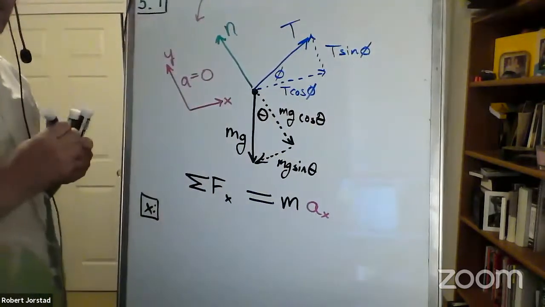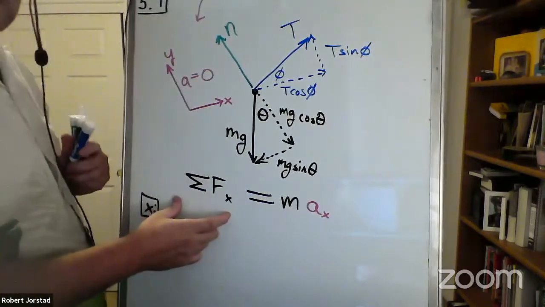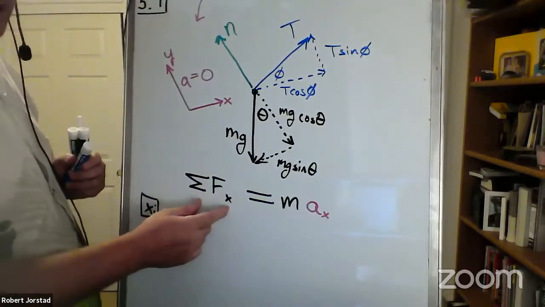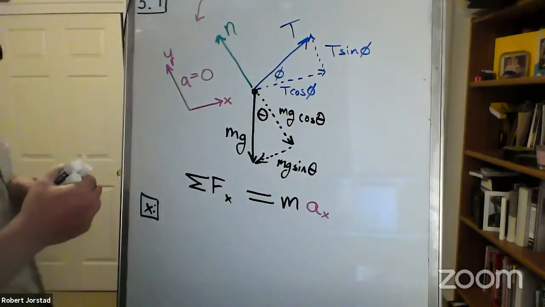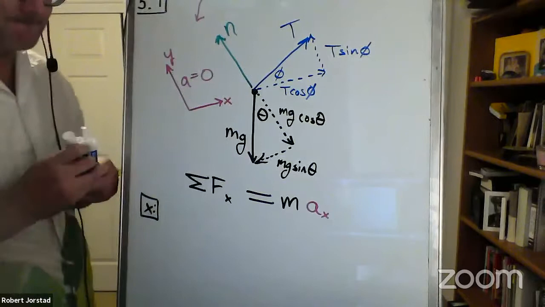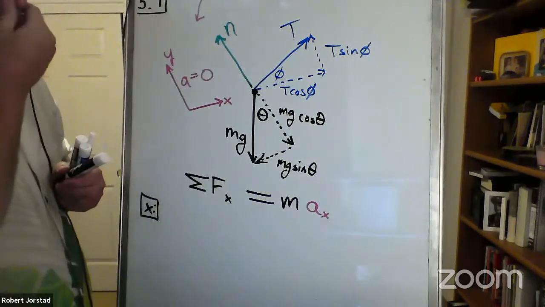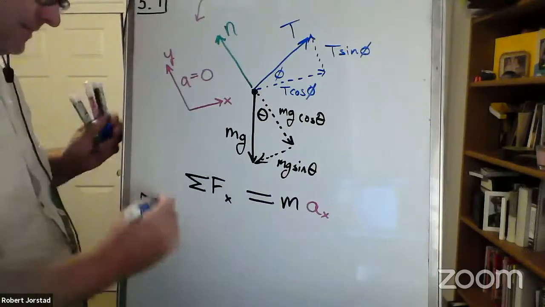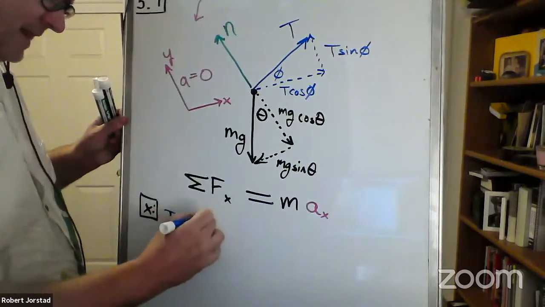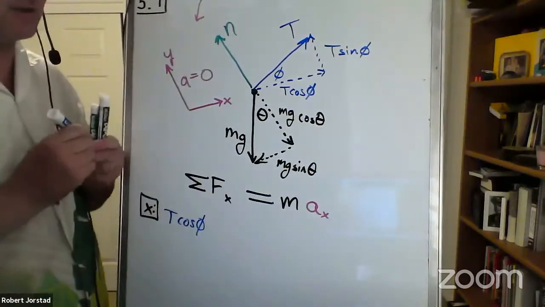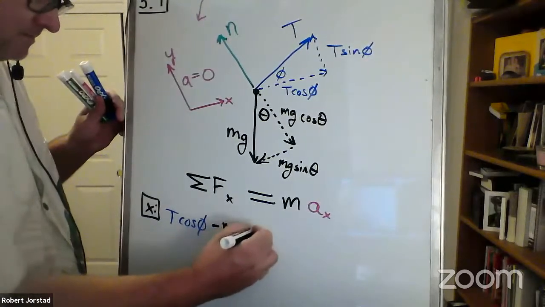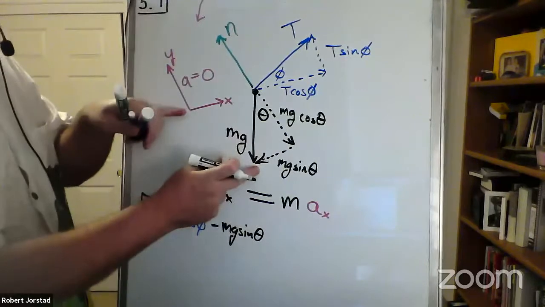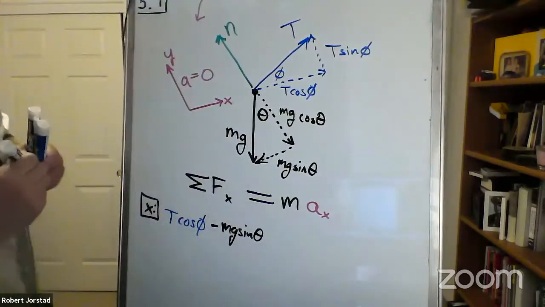All right. So now we're ready to do this. Now that I know what the arrowheads each represent, give me one arrowhead that's parallel to the x-axis and tell me what it is in plus or minus. We have positive t cosine phi. Correct. Somebody else. Is that it, or is there any more? Negative mg sine theta. Okay. This arrowhead points opposite that. I agree. Negative. Good.